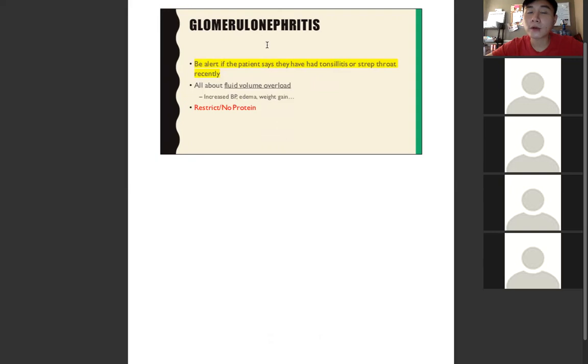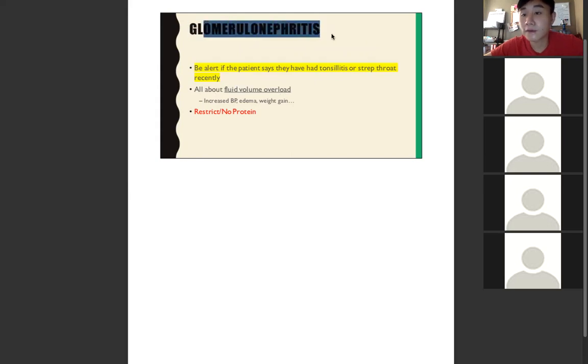So for glomerulonephritis, please be alert if the patient says they recently had tonsillitis or strep throat. That may help us indicate the cause of the issues. And it's all about volume overload. Again, increased blood pressure, edema, and weight gain. So restrict or no protein. It's important, we need to remember that. In glomerulonephritis, the patient will be in overload, retaining fluid, and we need to not give them protein. And strep A is usually the cause of the issues.